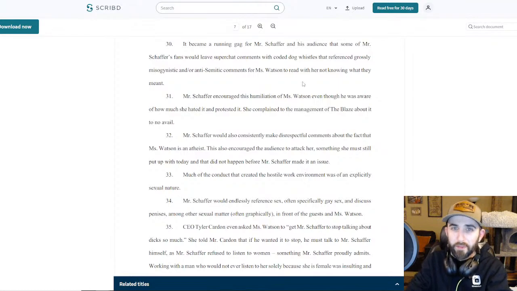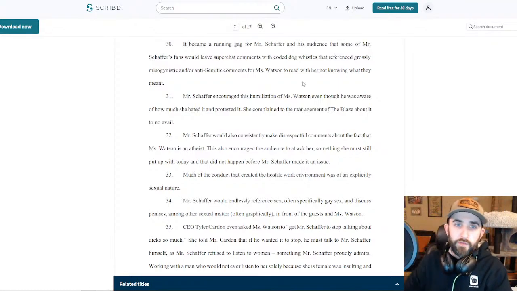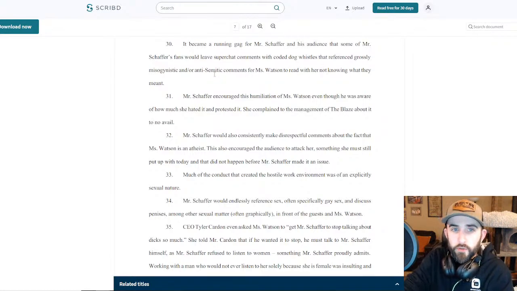You can do both. So it became a running gag for Mr. Schaefer and his audience that some of Mr. Schaefer's fans would leave super chat comments with coded dog whistles that referenced grossly misogynistic and or anti-Semitic comments for Miss Watson to read without her knowing what they meant.